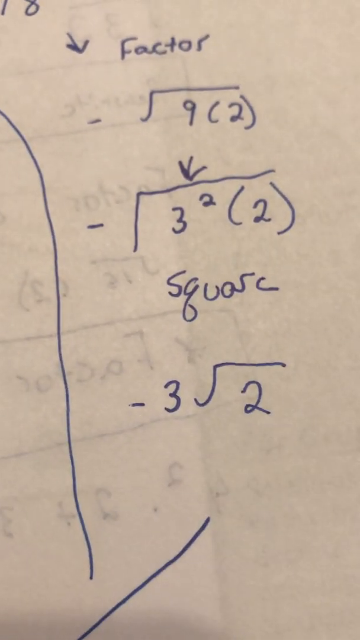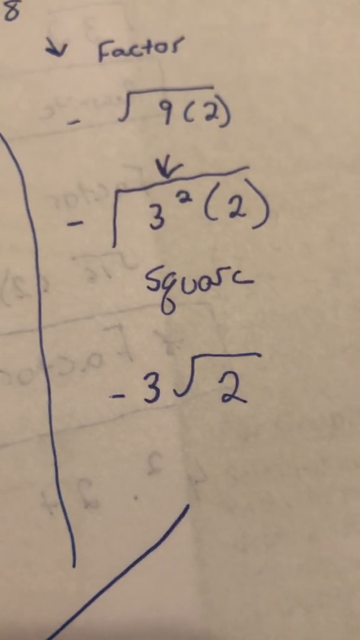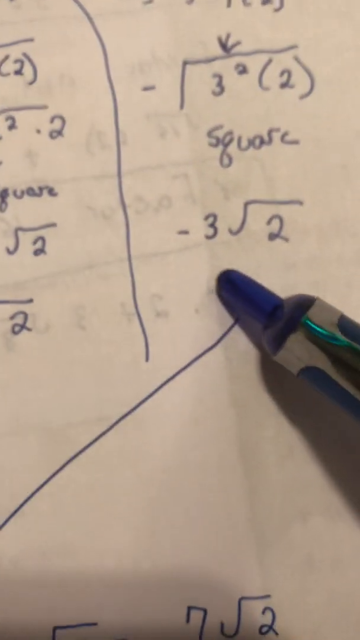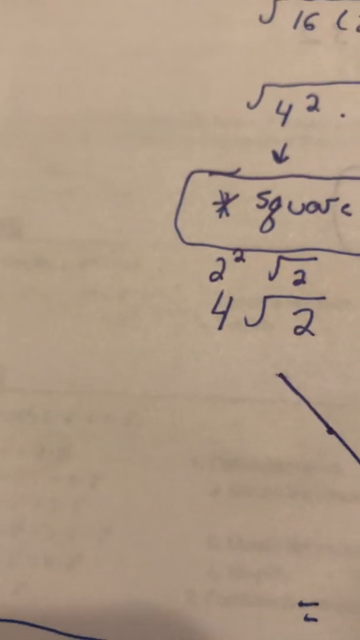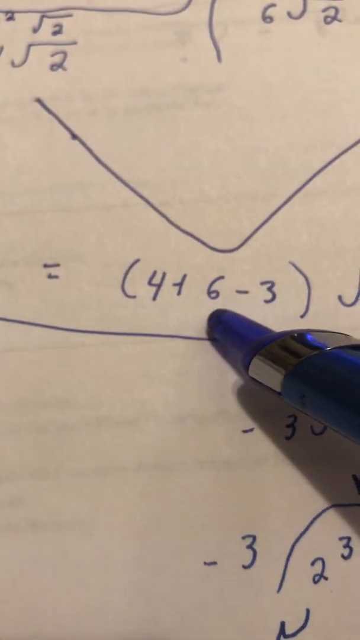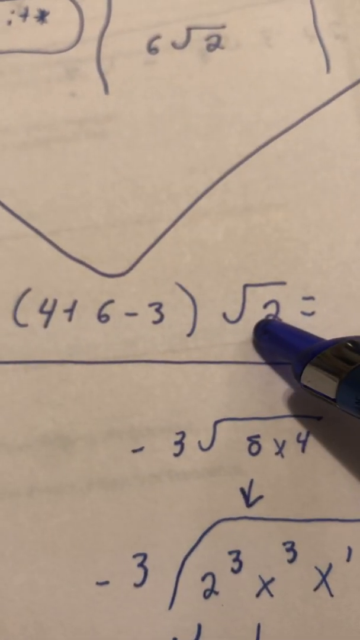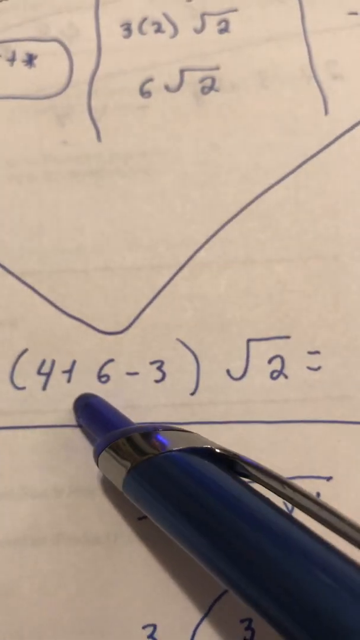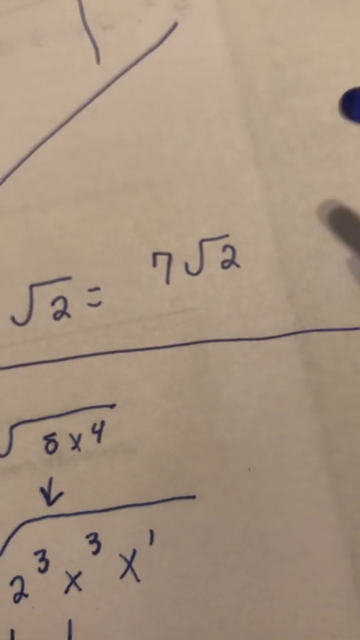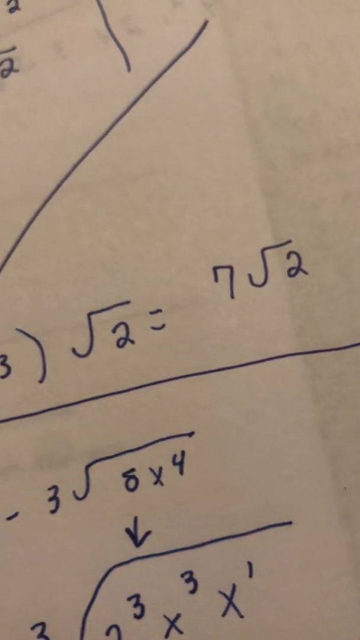Basically, I did this because if you'll notice, they all have something in common: square root of 2, square root of 2, and square root of 2. Even though this one is negative, they still share the square root of 2. Now I combined them. I took 4 plus 6 minus 3 times the square root of 2. When you add that, you get 10 minus 3, giving us 7 times the square root of 2 for our answer.